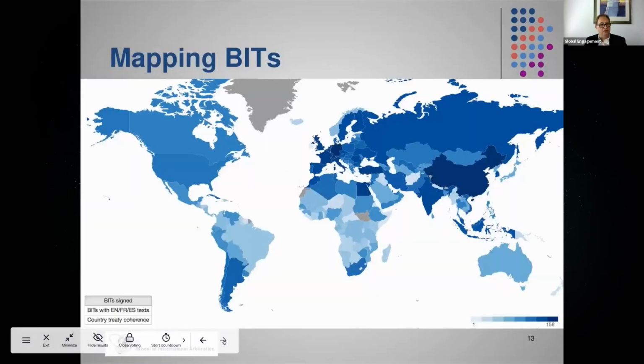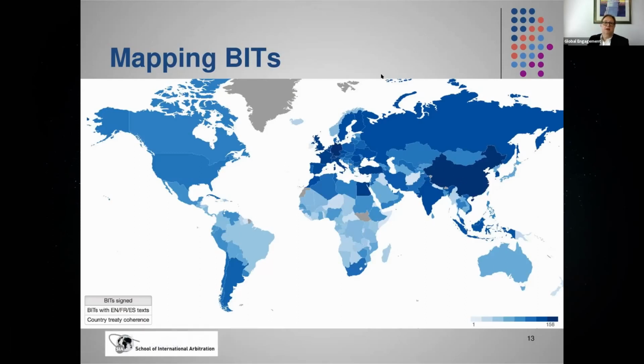If you see this map, I think it's quite interesting that the darker the blue, the more the BITs, and you will see that there are jurisdictions like China, Germany, Netherlands, Belgium, Turkey, Egypt, Spain, the United Kingdom, Argentina, the United States, which have a lot of BITs, in excess of 100 BITs, with China, Germany, and the Netherlands being perhaps the pioneers in having most of the BITs. And there are countries with very, very few BITs.